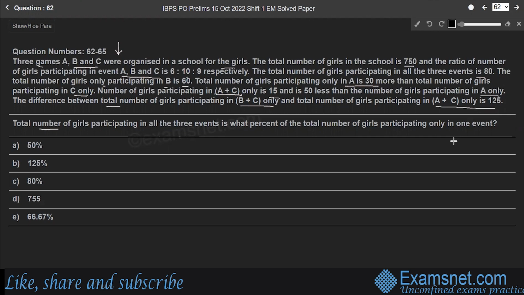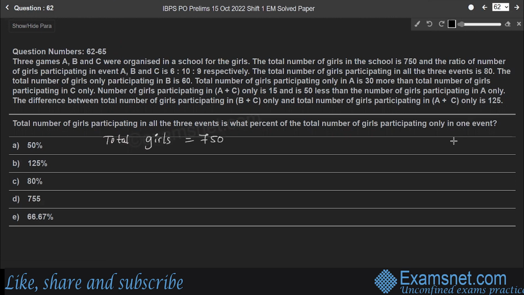Then the question is, total number of girls participating in all the 3 events is what percentage of total number of girls participating in only one event. So let us consider these information one by one. Here, total number of girls in the school is 750. In the school, there are 750 girls.